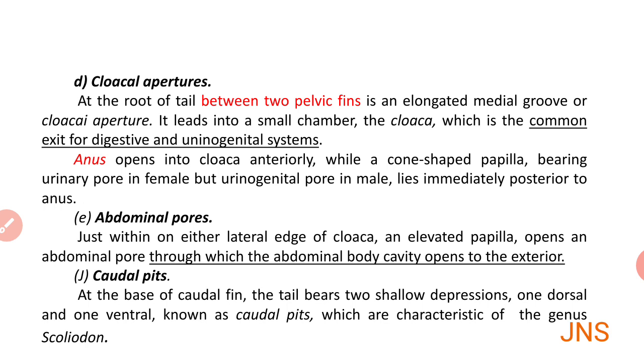These are the excretory apertures of male and female, found immediately posterior to the anus in the cloaca. There are some small pores on the body towards the abdominal side, called abdominal pores. Just within either lateral edge of the cloaca, an elevated papilla opens an abdominal pore through which the abdominal body cavity opens to the exterior.